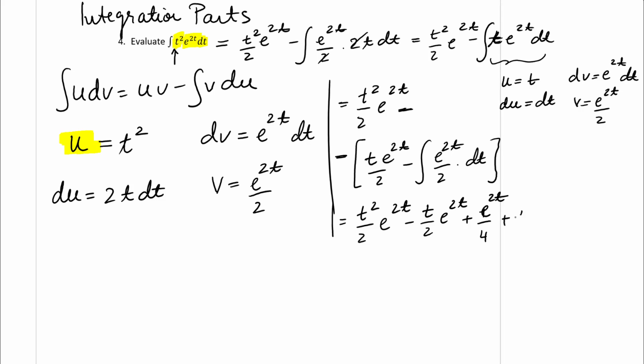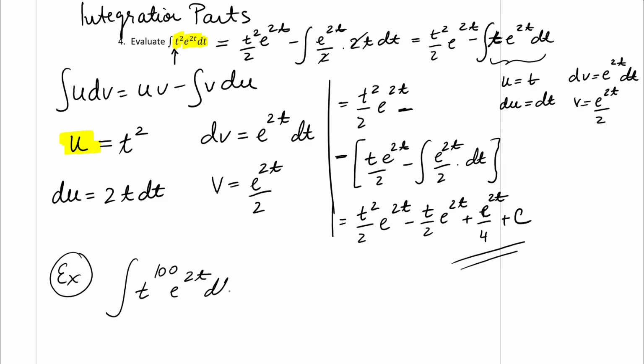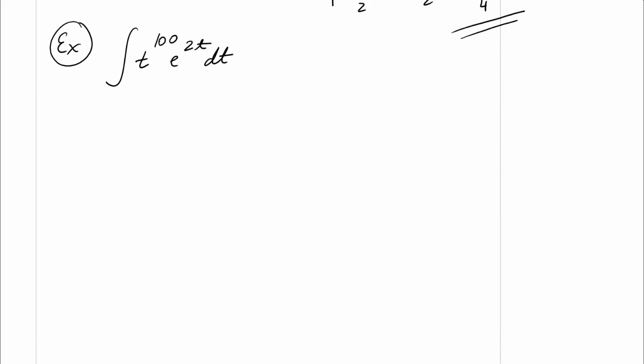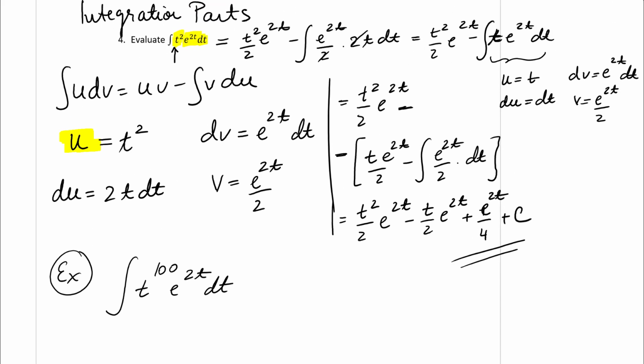So what happened? We actually integrated by parts twice. Now, what do you think about the integral of t to the 100 e to 2t dt? Well, think about that. How many times would we have to integrate by parts? I hope this helps.